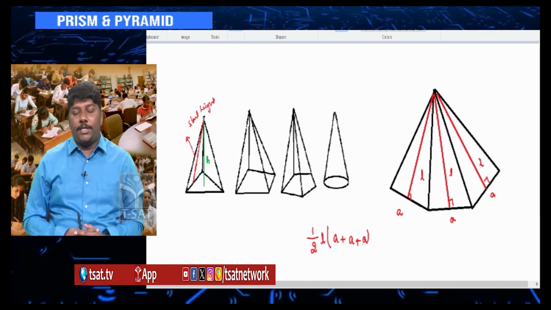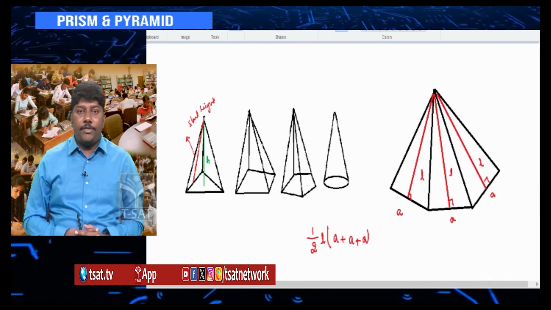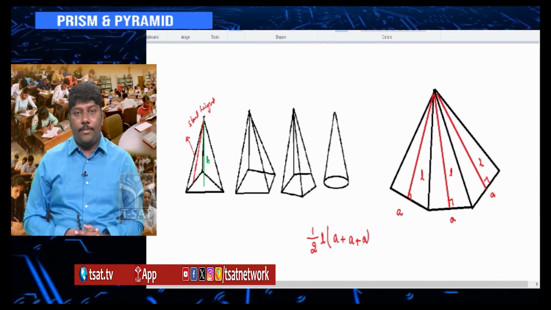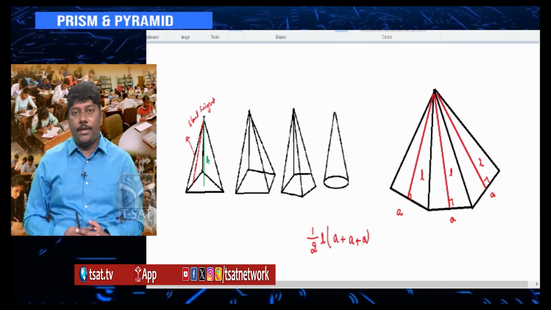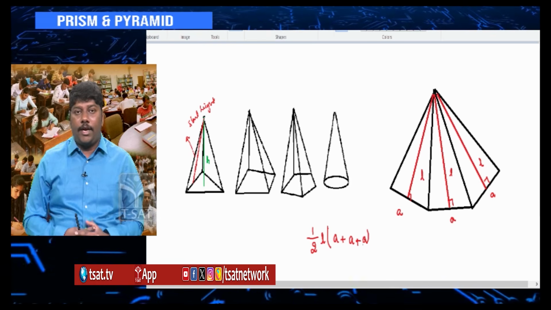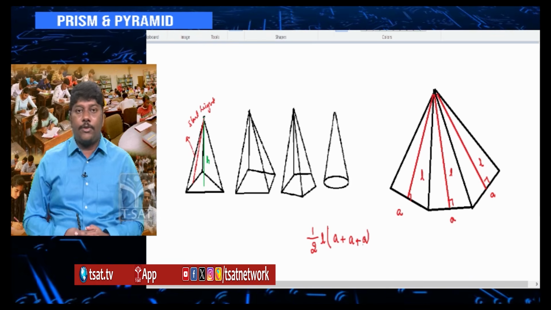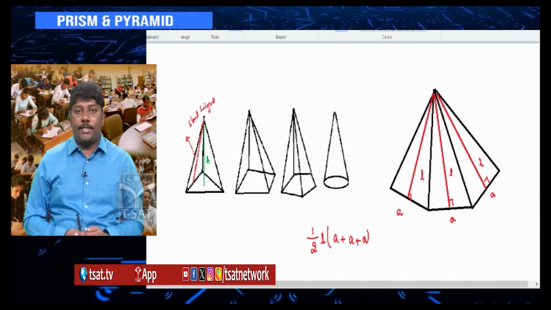How do I get the total surface area? What is the difference between lateral and total surface area? Lateral means you take only the sides. Total means you have to include the base surface also. So, here you have to add the base area. In order to get the total surface area, along with the lateral surface area you just need to add the base area. Only one base will be there, so you just add one base area.